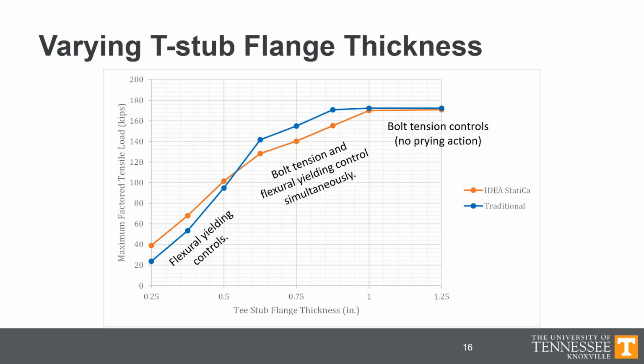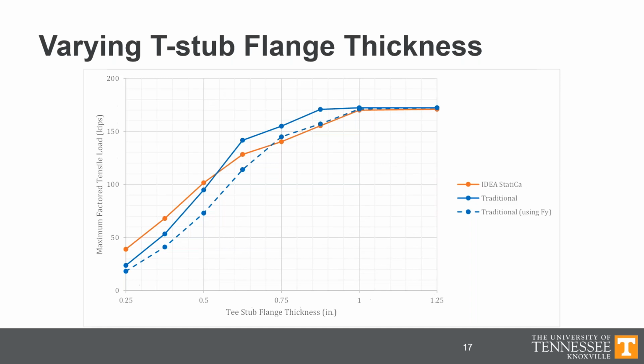What we can do to test that out is run another set of calculations where FY is used instead of FU in the traditional calculation, so a variation on what is presented in Part 9 of the AISC manual. And this brings the results closer to IDEA StatiCa for the intermediate plate thickness range.